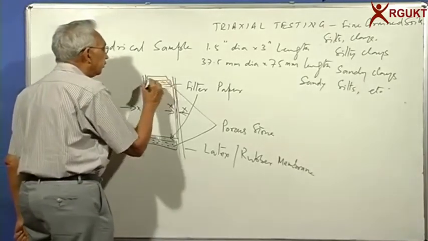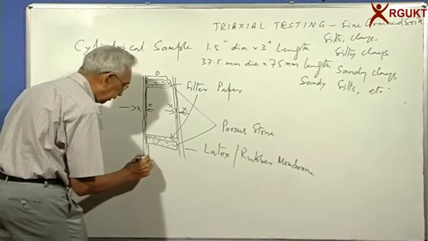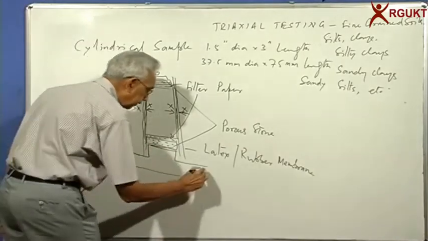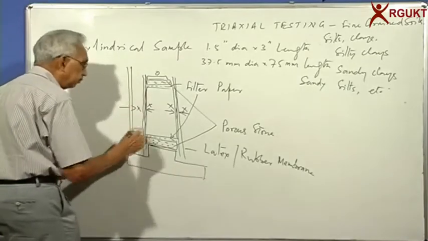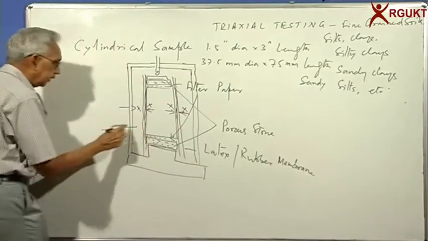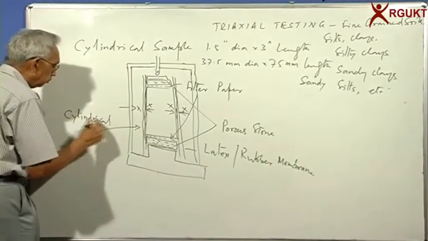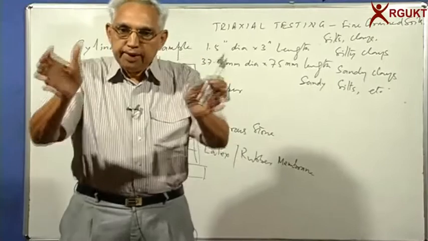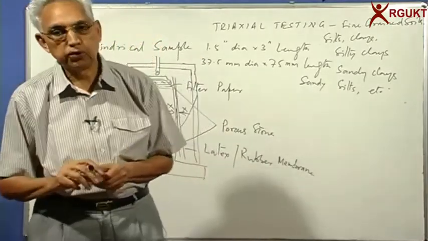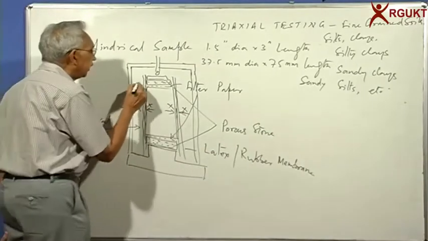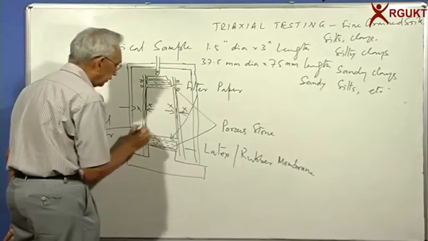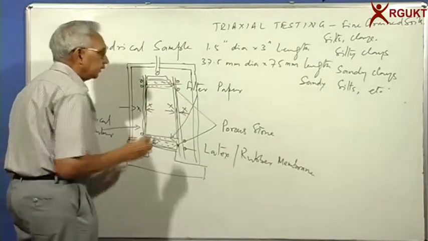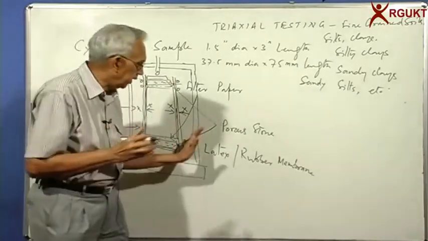On top of it, you provide a loading platen, and you assemble this on a pedestal, which is contained, here is a base, and then I have a cylindrical chamber. This is the cylindrical chamber. So you have the sample in the center, and all around is a chamber in which I can control or apply water pressure. We provide some rubber O-rings so that there will be no leakage on any of these sides. So the whole sample is contained by the latex membrane.